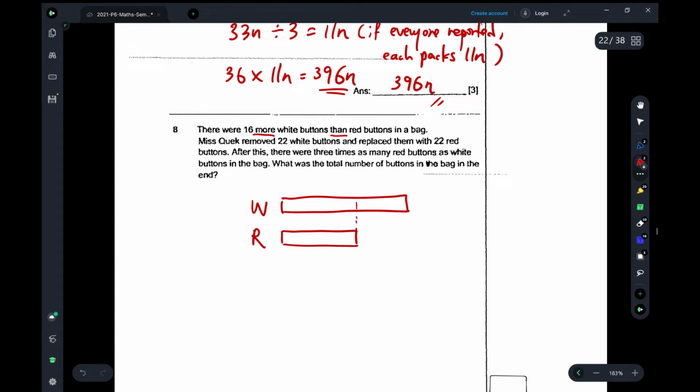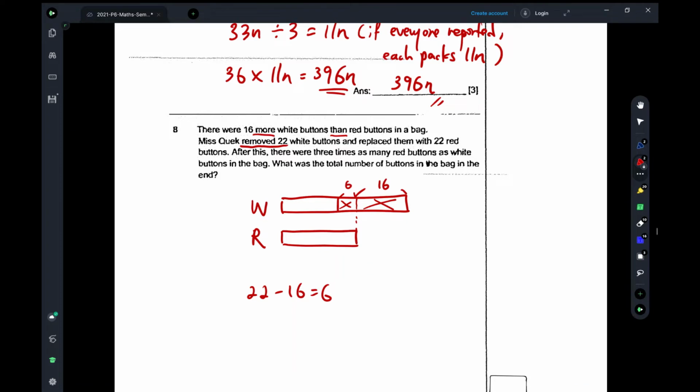Okay, so I usually like to separate my model so I can have more space to label things. So this is 16. Let's go remove 22 white buttons. That means on top of this 16, she needs to remove another 6 more from here. So this part is 6. So this part is gone, this part is gone, and it's replaced with 22 red buttons.